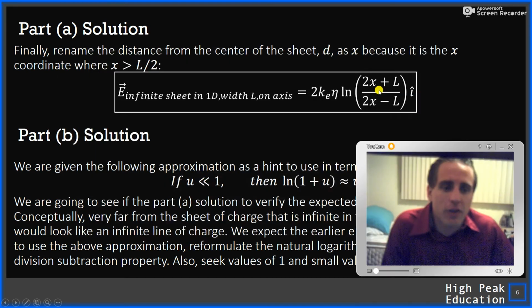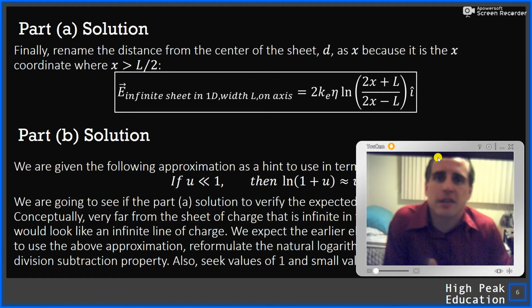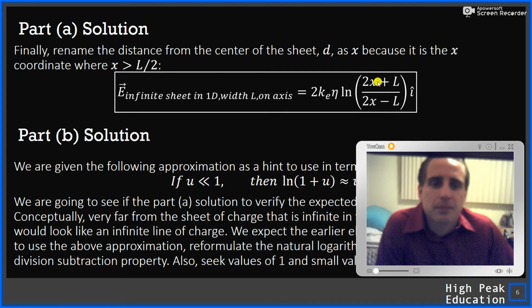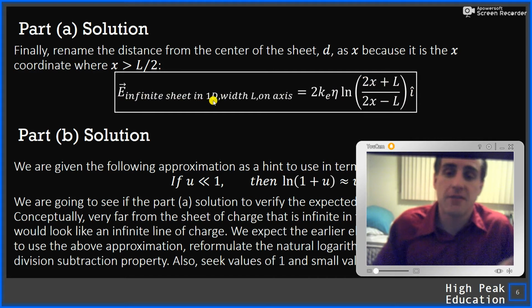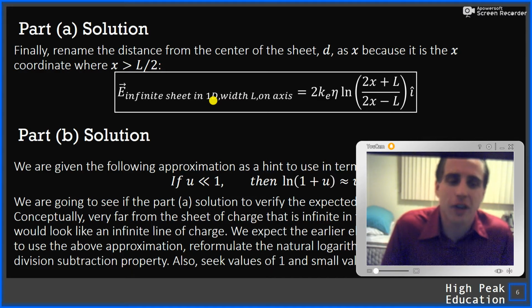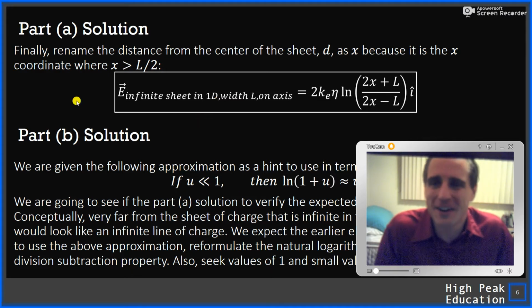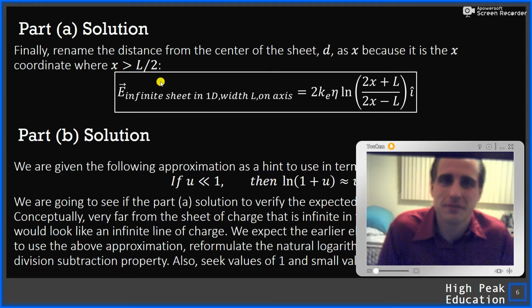Now again, the reason we didn't call this x in the first place is because that would have been confused with x, the integrating variable. But if you replace D with x, we have 2ke eta natural logarithm of 2x plus L over 2x minus L, in the I hat direction, that's the unit vector. That's the electric field vector for a sheet of charge that's infinite in one dimension, where the width is L centered on the origin, and this is the electric field on the axis, where x is greater than L over 2. So x is past halfway of the sheet. Okay, hope that makes sense, because that was definitely the hardest part of the problem.